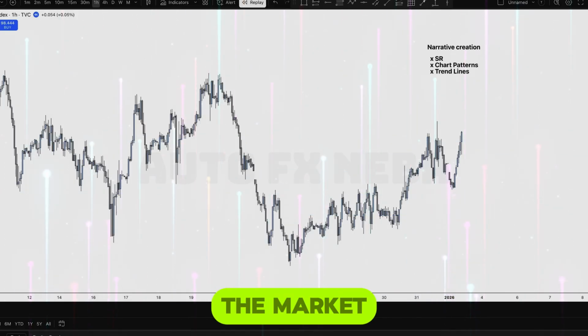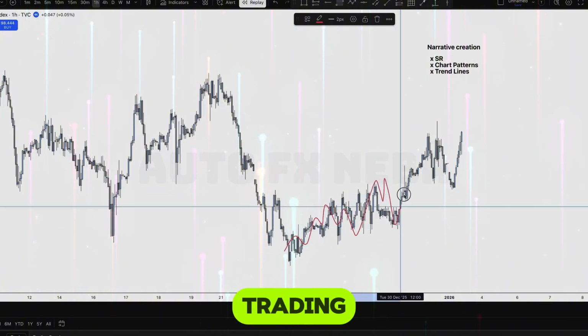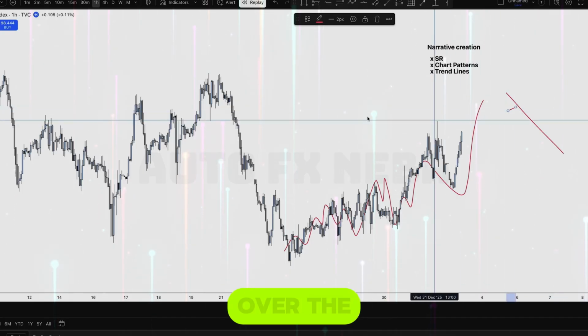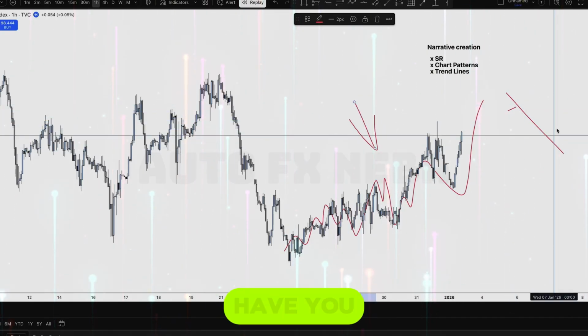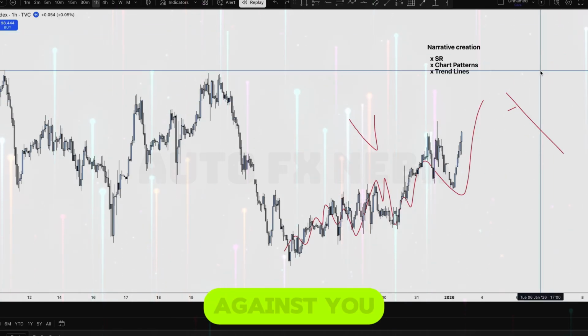The truth is that the market price, the raw price that we look at inside of our price action trading, can be up while a trend line is down. And you trusting the trend line over the real market price is going to have you in situations where you are selling a market that is going to continue to ascend against you.